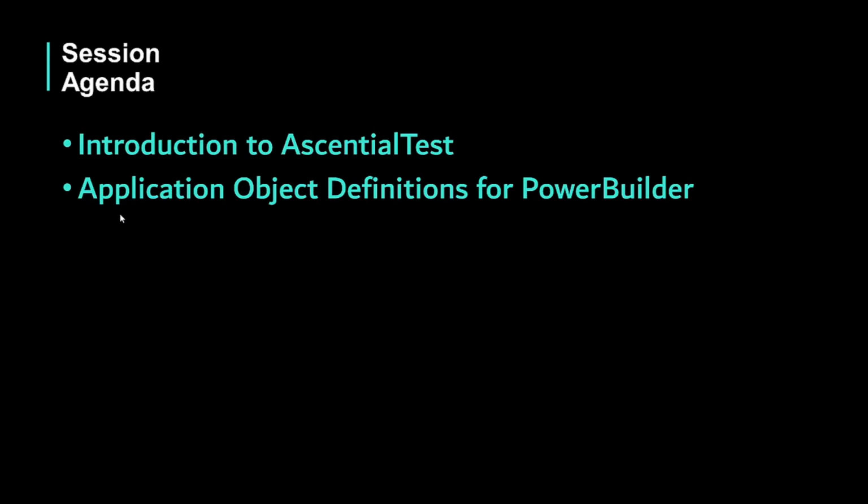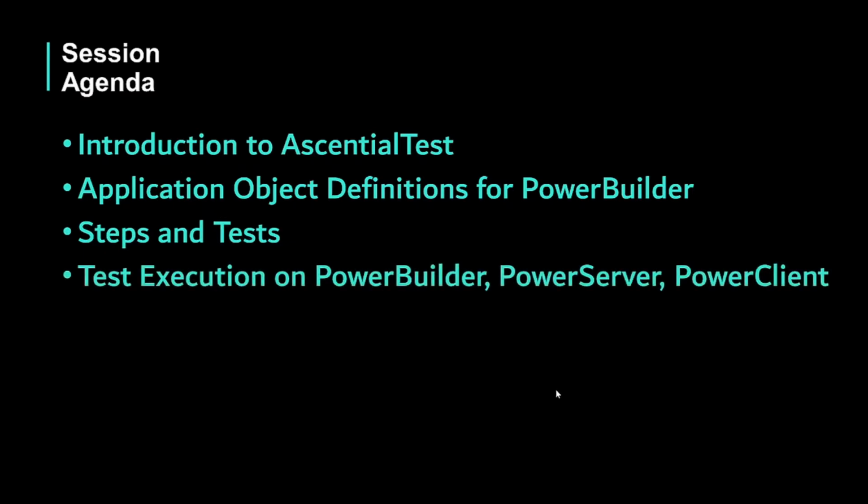I'll start out by talking about application object definitions for PowerBuilder applications. I'm going to explain how we create steps and then use those steps to build automated tests. I'll be executing the same set of tests against a PowerBuilder, a PowerServer, and a PowerClient application. And you'll see that I'm able to use one set of tests to run against the three different deployments of the application.